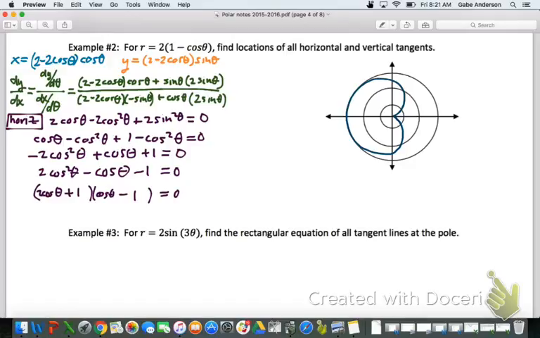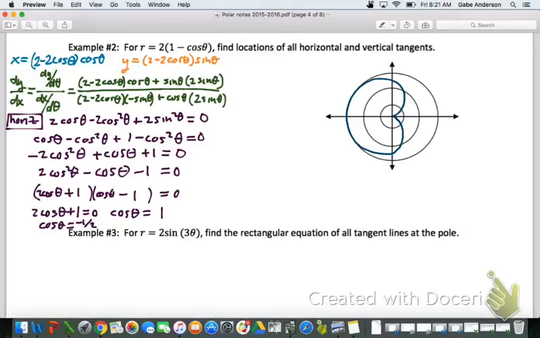So we set each factor equal to 0. We say 2 cosine of theta plus 1 equals 0, and cosine of theta minus 1 equals 0. I'll just say cosine of theta equals 1. The one on the left, we go to cosine of theta equals negative 1/2. The final twist on this first half of the movie is a unit circle, right? So cosine of theta equals negative 1/2.